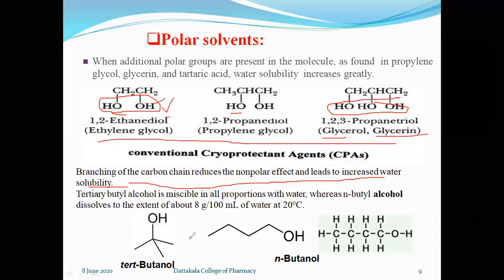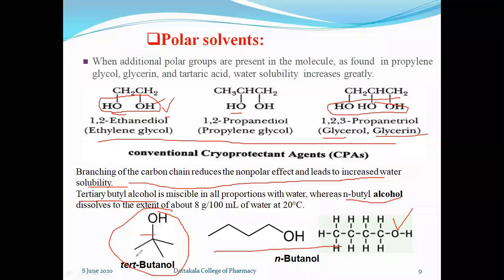only one hydroxy group is present in tertiary butyl alcohol and n-butanol. Let us see tertiary butyl alcohol. It looks like this. The structure of tertiary butyl alcohol. The n-butanol structure is like this, or it may be like this. These both are the same. Just what happened in tertiary butyl alcohol?